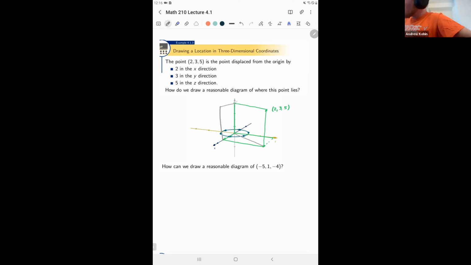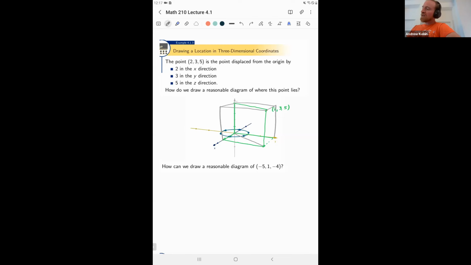We also have a rectangle. Let's see. We've got this one. We've got one down here. We've got one along the back, and that just filled in a few more. So there's actually a whole bunch of rectangles you can draw here. But the important part is this green 2, 3, 5 point is what we arrived at.